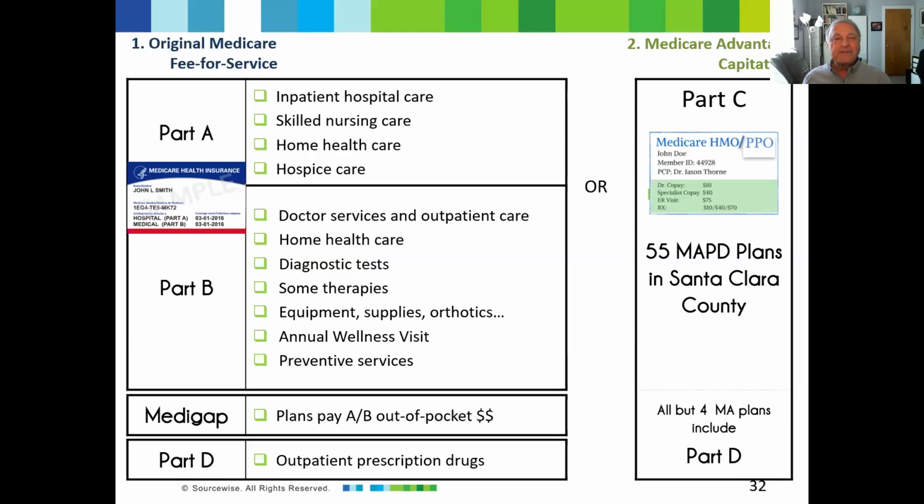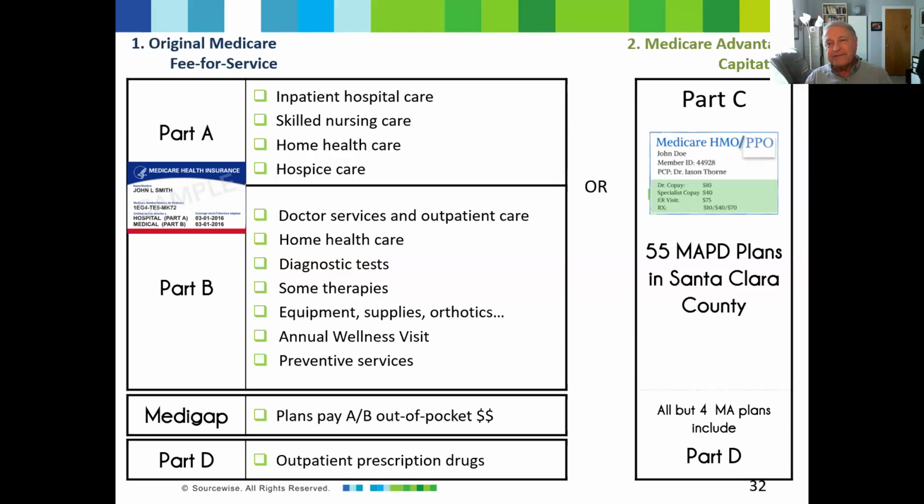Now, remember I said original Medicare was a fee-for-service model. See a doctor, the doctor submits a bill, the doctor gets paid. You don't see a doctor, the doctor doesn't submit a bill, the doctor doesn't get paid. Part C is what they call a capitated model.